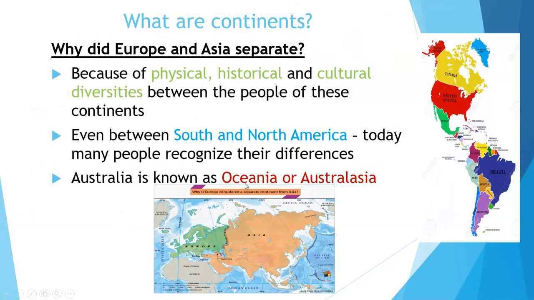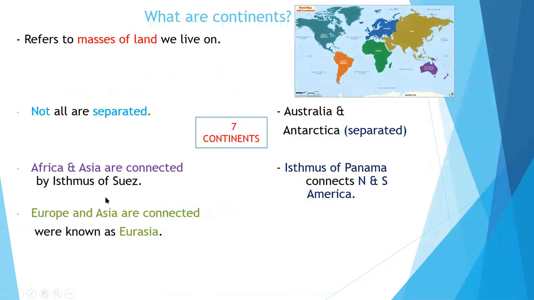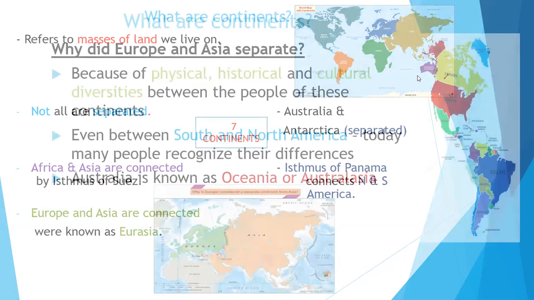Australia is known as Oceania or Australasia. So those are another 2 different names for the continent of Australia. And remember, Australia and Antarctica are the only 2 continents that are separated.